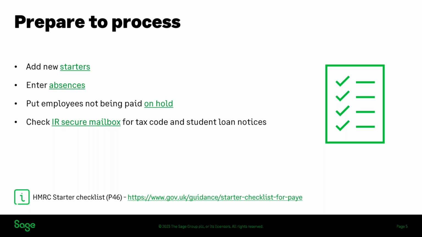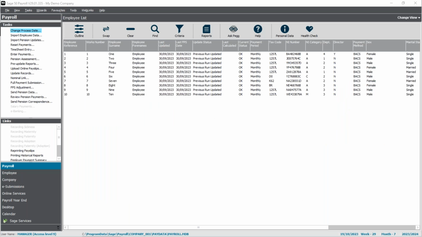So what I will do is I'll just bring the slides down. And for this demo, I'm going to be dealing with monthly paid employees. And the first thing I'm going to do is we're going to set up a new employee record for an employee that has joined us since the last payroll that we ran.